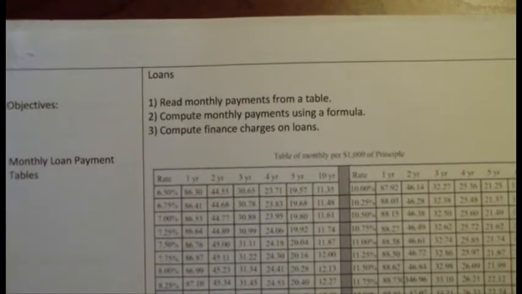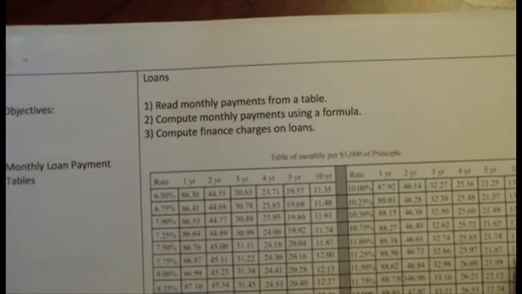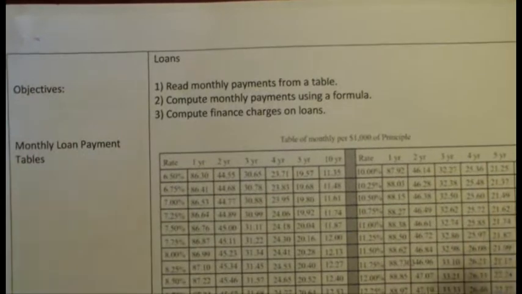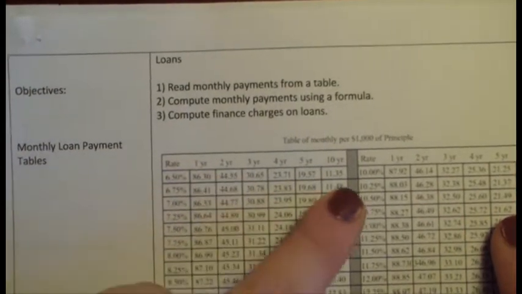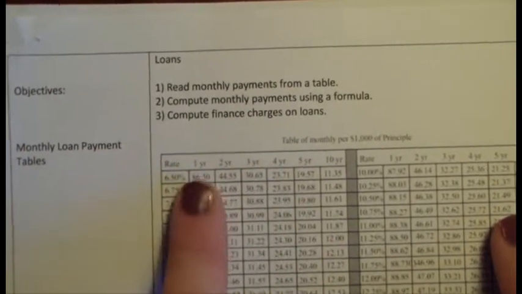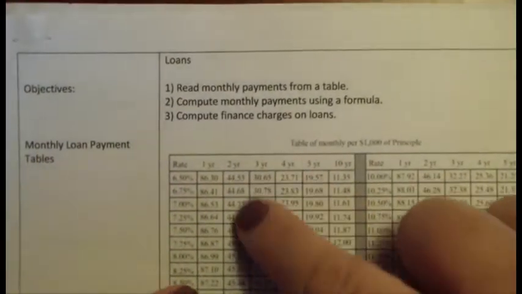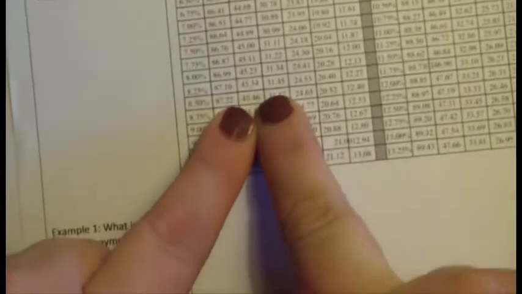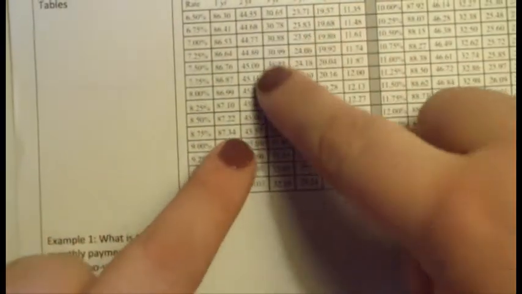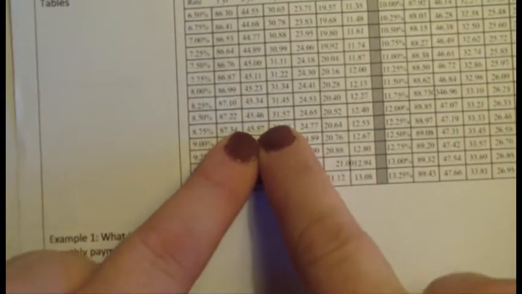We'll do some of that in our examples. So all you have to do to figure out what your payment's going to be is match up how long the payments are for and the interest rate, and that would be your monthly payment for $1,000 of the loan.